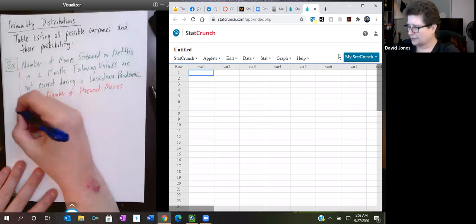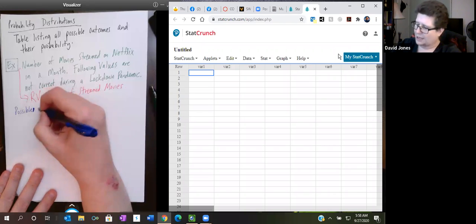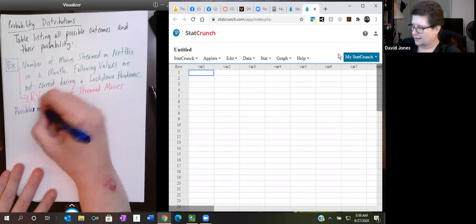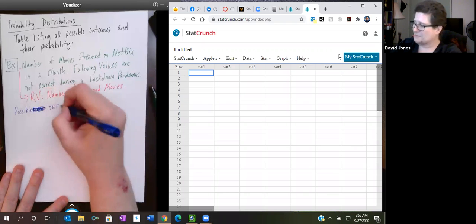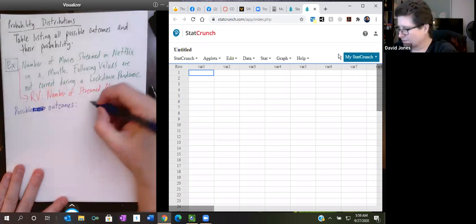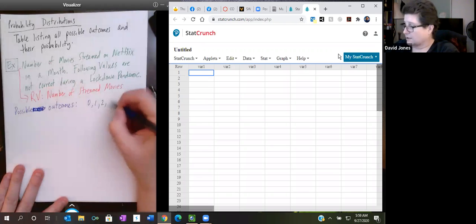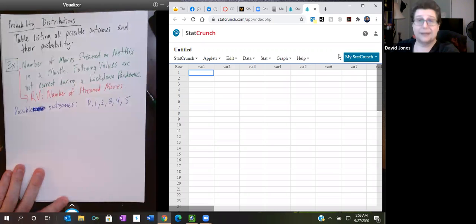My possible outcomes in this scenario, we're going to keep it small. Possible outcomes. Let's just say it's 0 through 5. You may not watch any movies on Netflix, definitely the case if you don't have Netflix. But you might watch 1, 2, 3, 4, 5. I'm imagining right now it might be a lot higher.